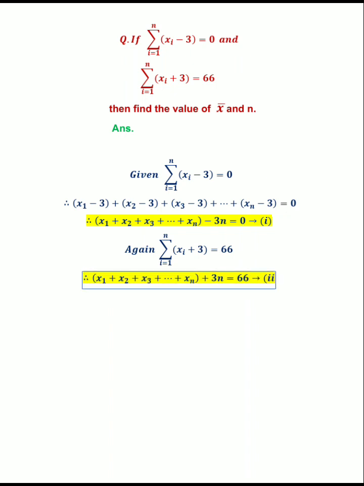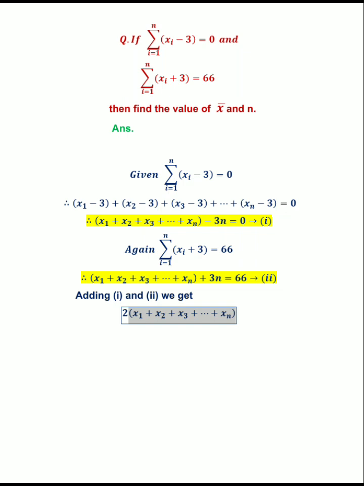Now if we add these equations, adding 1 and 2 we get 2 times (x1 plus x2 plus x3 plus dot dot plus xn) equal to 0 plus 66, that is 66. So the value of the sum, x1 plus x2 plus x3 plus dot dot plus xn, equals 66 by 2, which equals 33.